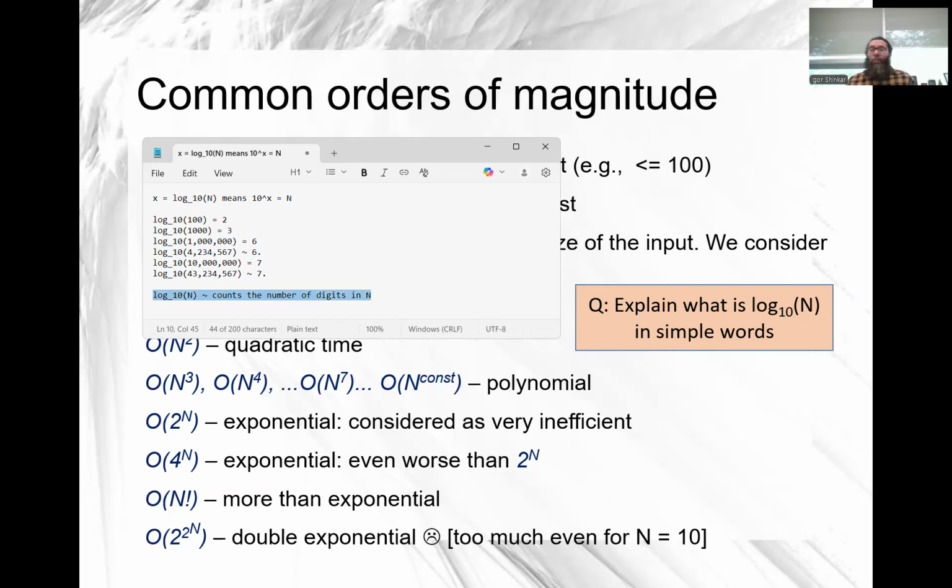Okay, so if you can remember one thing from today's lecture: log to the base 10 of n approximately counts, right? Not exactly, but it's off by 1. It counts the number of digits in n, which means it's a really small number. If a number is a million, the number of digits is only 6, or okay, it's 7. So this shows that log n grows really slowly.